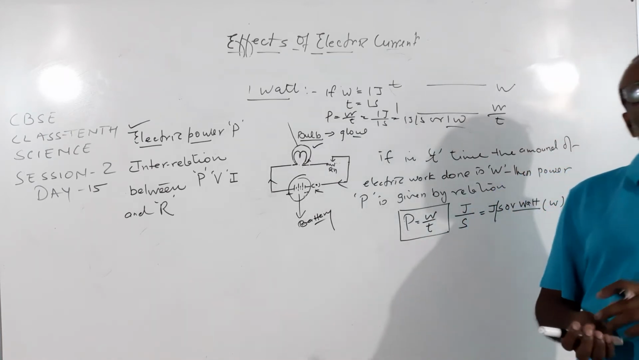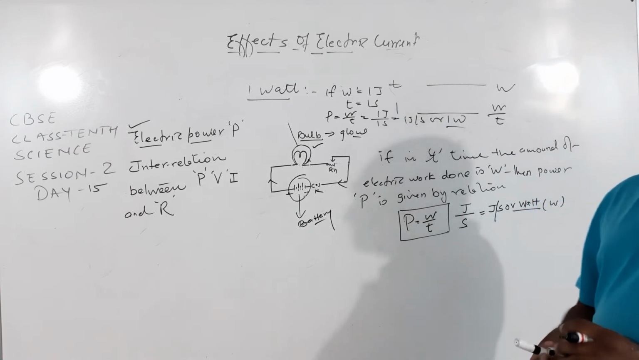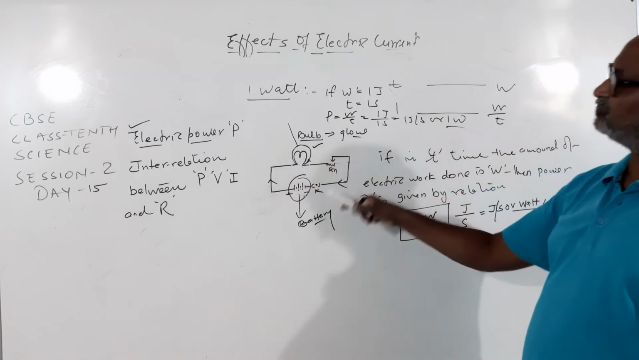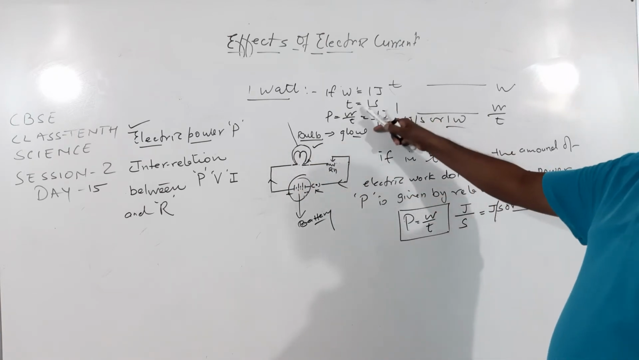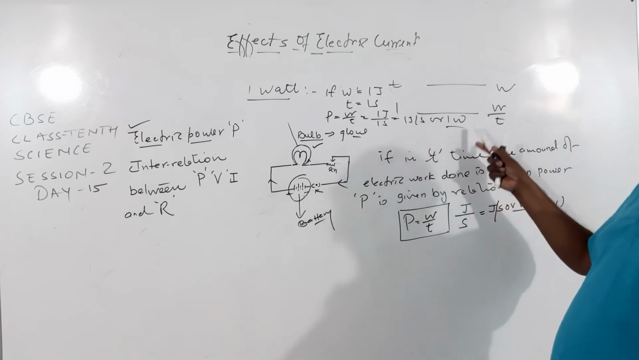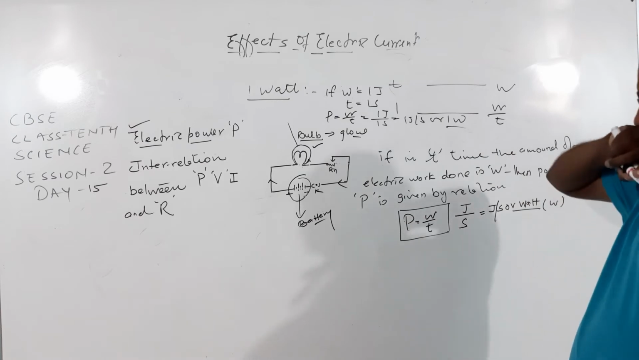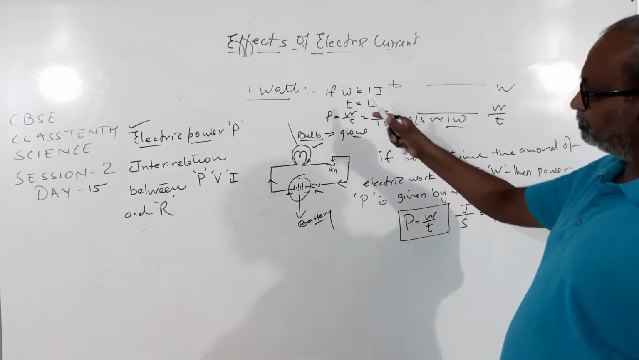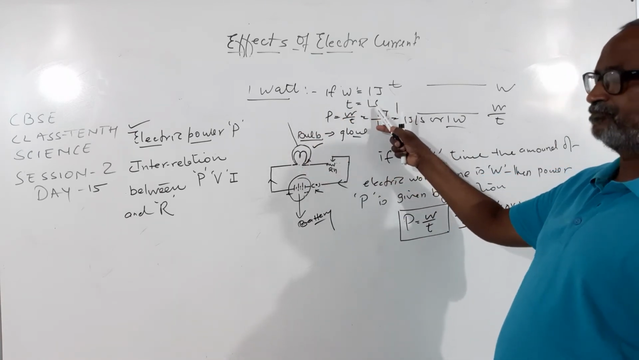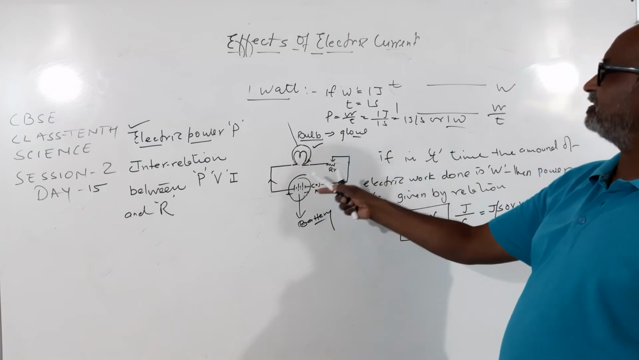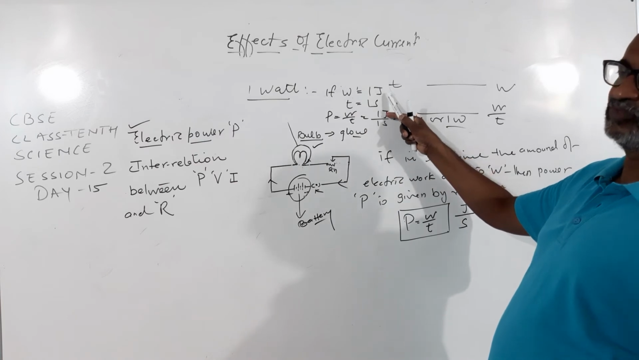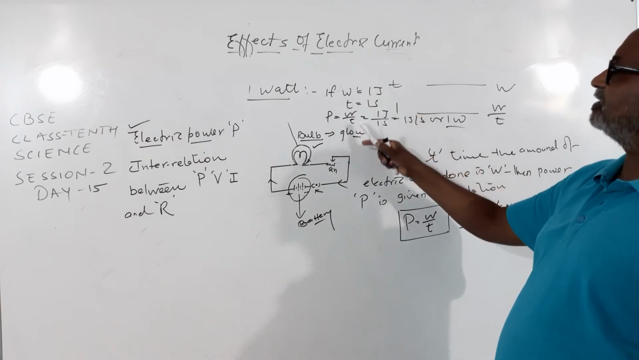So you can define 1 watt as: if 1 joule of electric energy is transferred in 1 second, then the power consumed is said to be 1 watt. Or, sorry, if 1 joule of electric energy is consumed in 1 second, the power of the appliance is said to be 1 watt. If 1 joule of work is done in 1 second, the power consumed is said to be 1 watt.